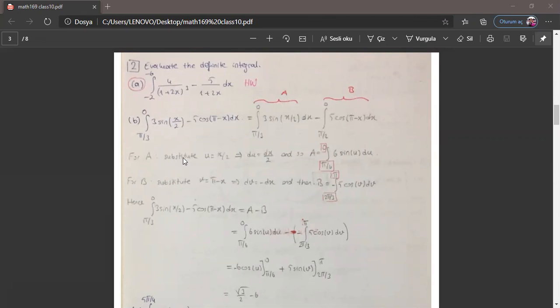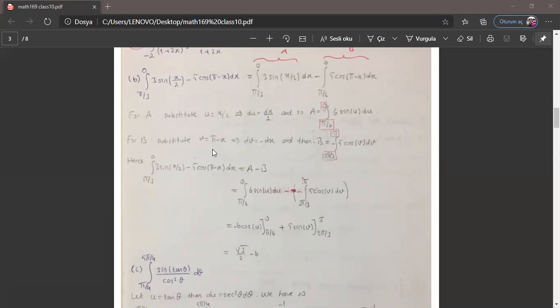So for this first part, we substitute u equals x over 2. du equals dx over 2. And then we have a equals this part. So we said this is u, so we have sine u, and the 3dx turns into this part, 6du, okay, because dx is equal to 2du. And what about the boundaries? If we plug pi over 3 for x here, we get pi over 6. And if we plug x equals 0, we get u equals 0. So we have this integral now.